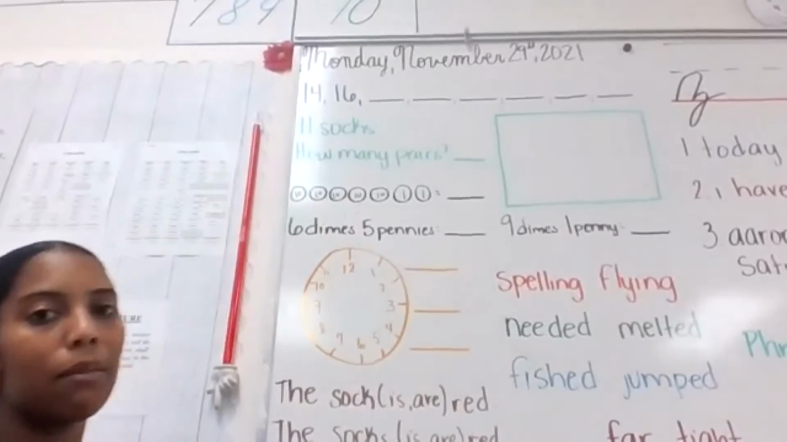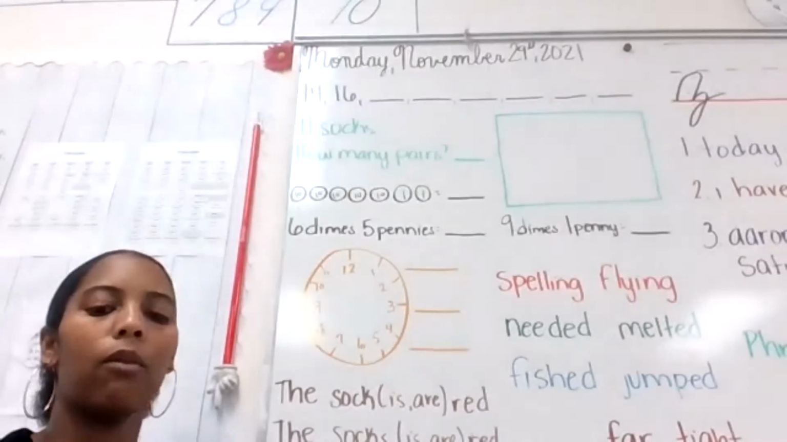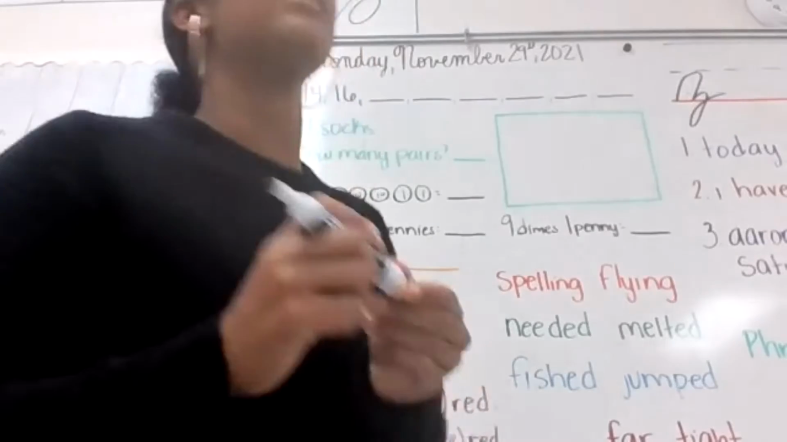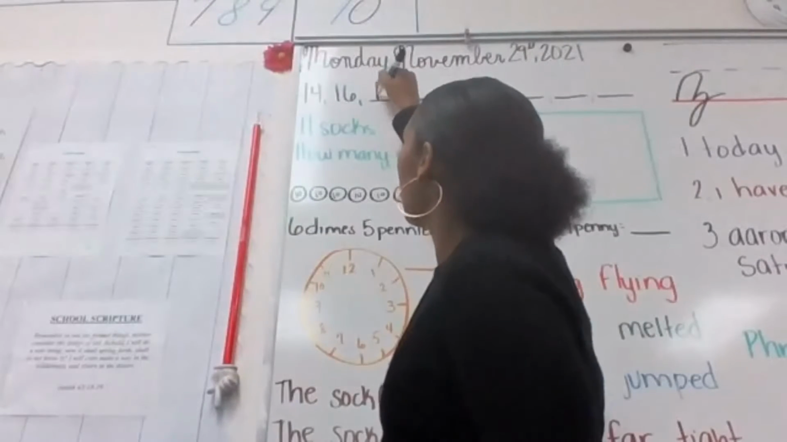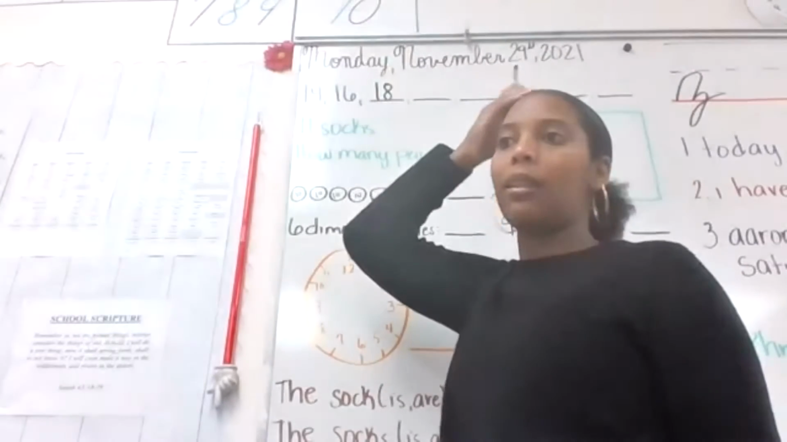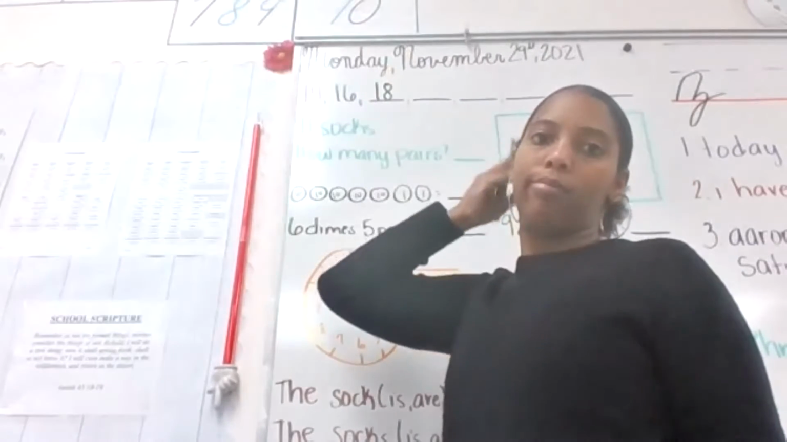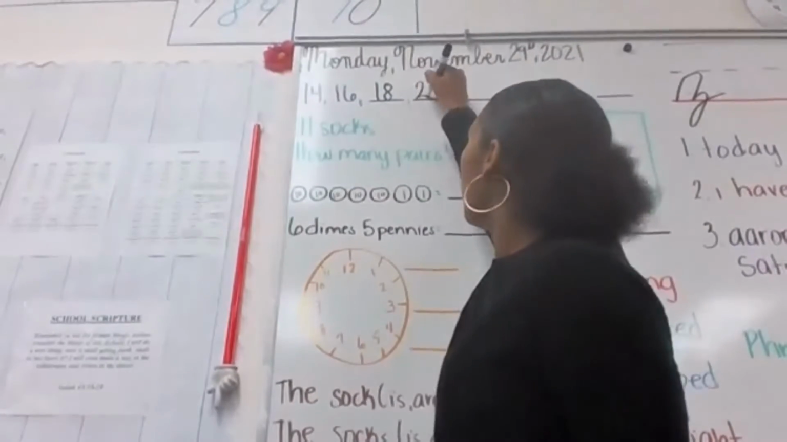Up here, I'm counting by twos with even numbers. I have 14, 16. Where would I go from 14, 16? I will go to 18. And remember, you go to your next 10 from 18. Where am I going from 18? What's 2 more than 18? 20. Then start all over.